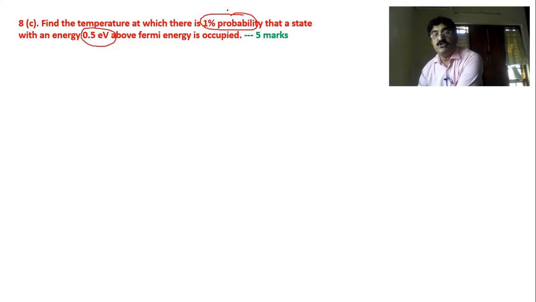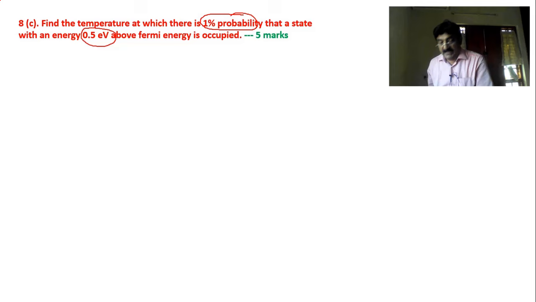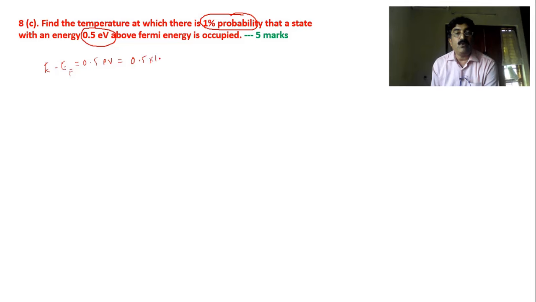Now let us do this numerical. See, this numerical goes like this. First of all, I write E minus EF is equal to 0.5 electron volt. So that is 0.5 into 1.6 into 10 power minus 19 joule. Okay, next, F of E is equal to 1%. That means 0.01. Now I shall find out T.